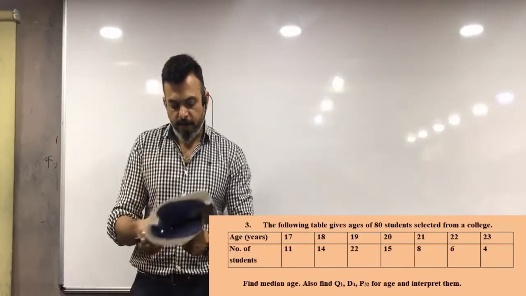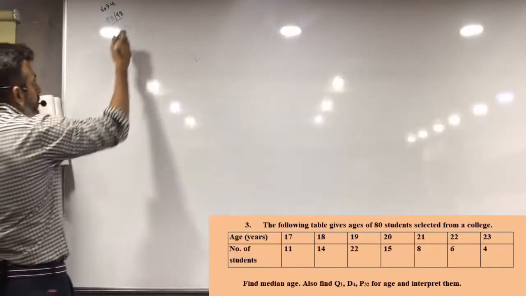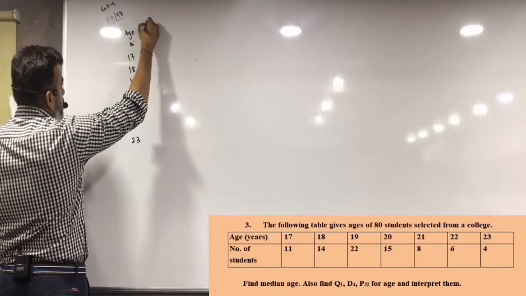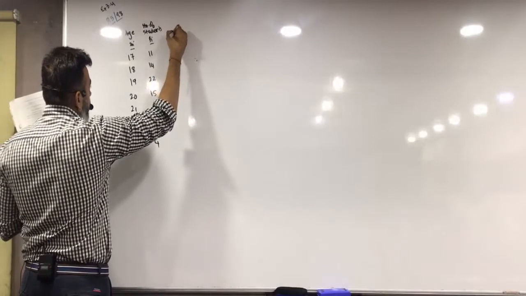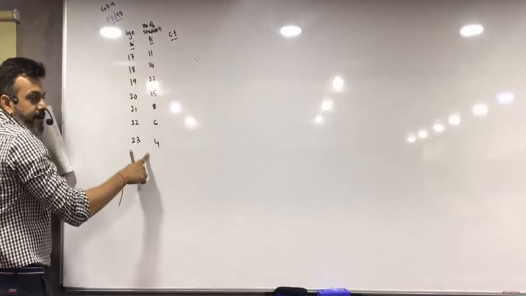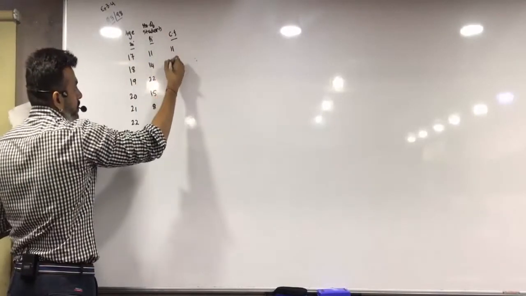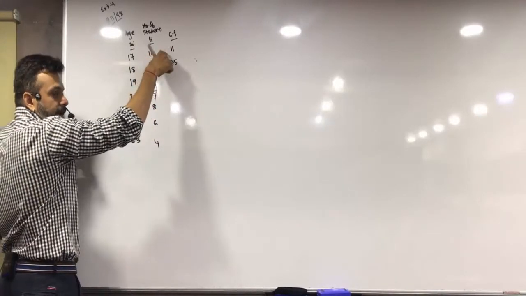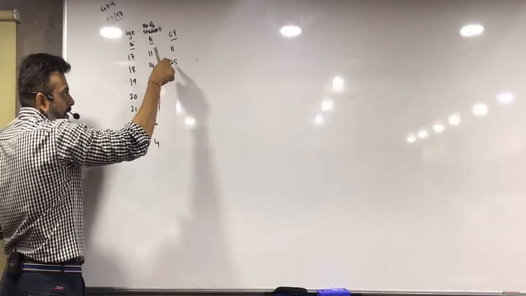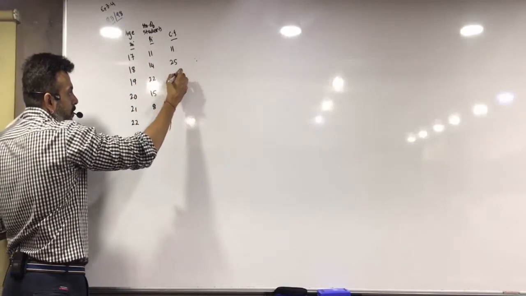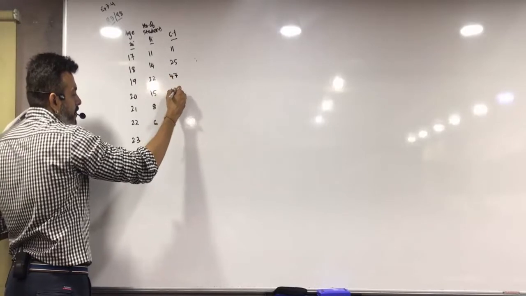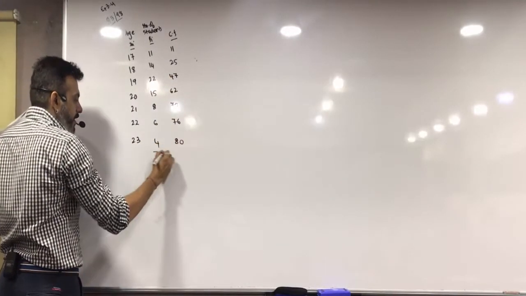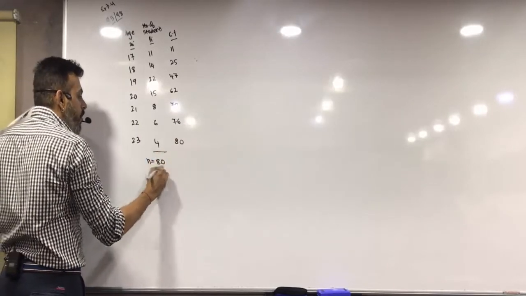First let's write the question. Age in years, xi, fi, number of students. Find out the cumulative frequency first, because they are already in ascending order. 11, 25. Everyone knows how to do this? First 11, then 11 and 14 is 25, 25 and 22 is 47, 47 and 15 is 62, then 70, 76 and 80. N is equal to 80.